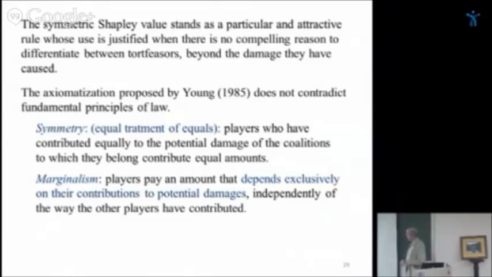There is clearly allusion to this, that what a player pays depends exclusively on his or her contribution to potential damage, independently of the way the others contribute to damage, which is, of course, a strong axiom, which is actually very close to additivity. Of course, this we know. Okay.